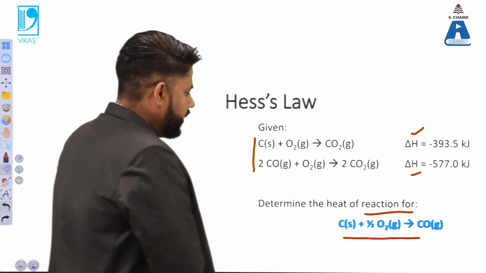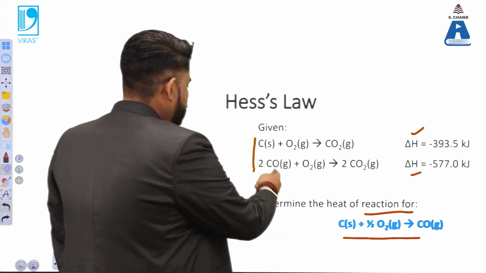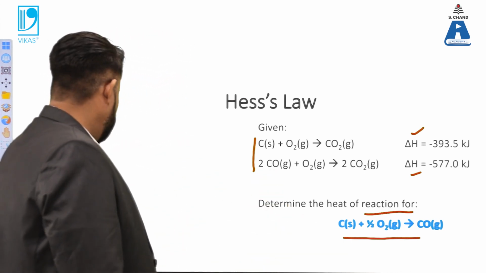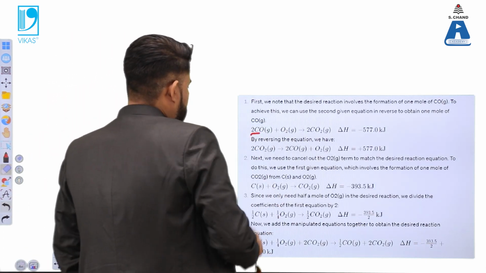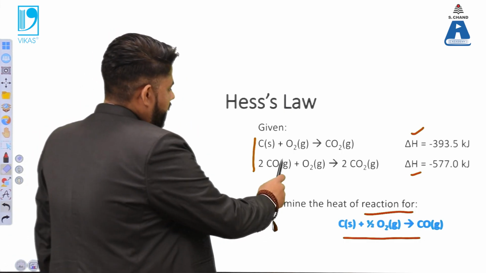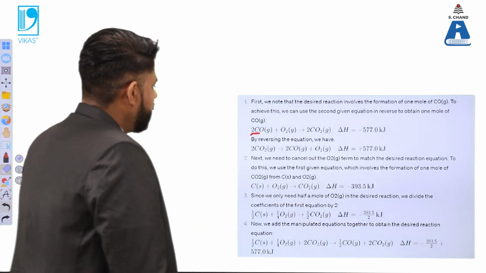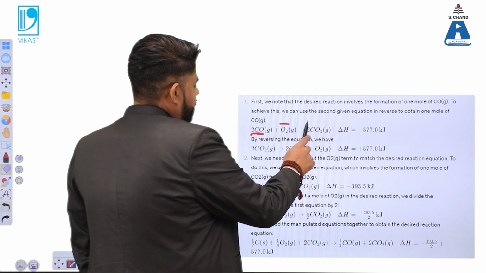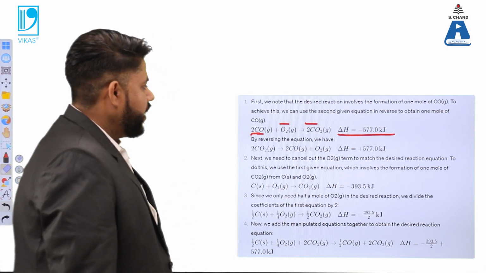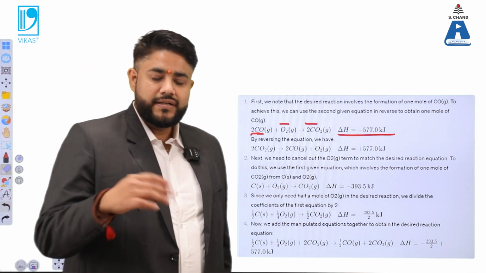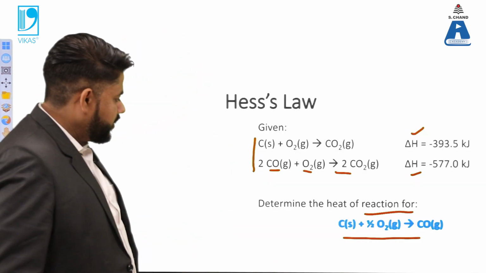So this is the final case in which carbon plus half of the oxygen gives you carbon monoxide, and you have 2 reactions. So we need to find out the heat of the reaction for this. Firstly, we will take this reaction: carbon monoxide plus oxygen gives 2 moles of carbon dioxide. So this is 2 moles of carbon monoxide plus oxygen, and delta H is given for this as minus 577 kilojoules.